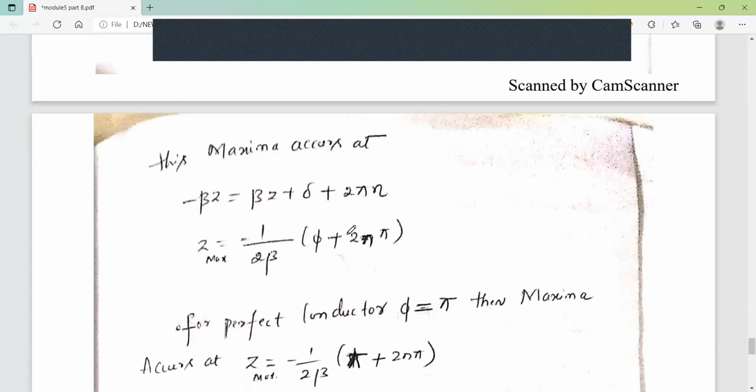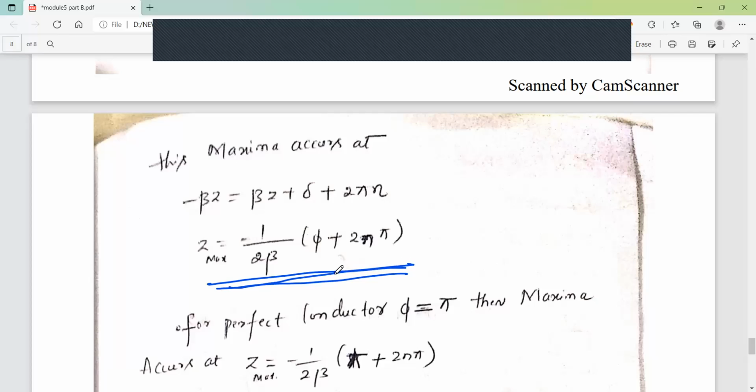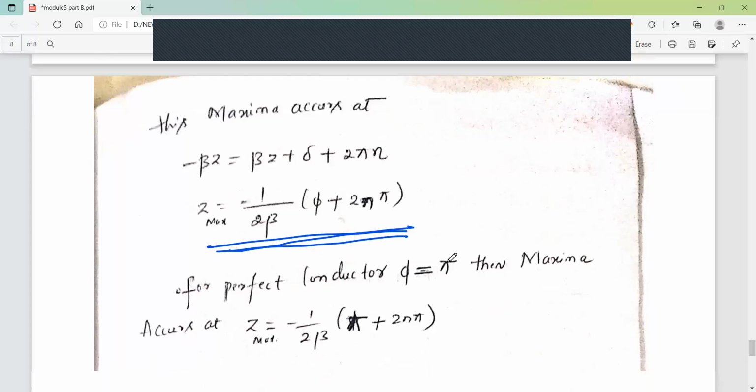Where the maxima occurs, we can get the expression as Z max equal to 1 by 2 beta times phi plus 2 n pi. I will discuss how we are getting this expression in the later class because we have a timing constraint.